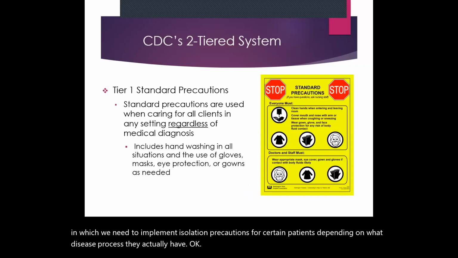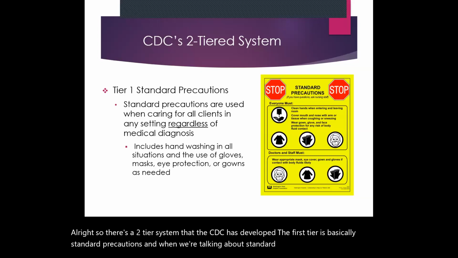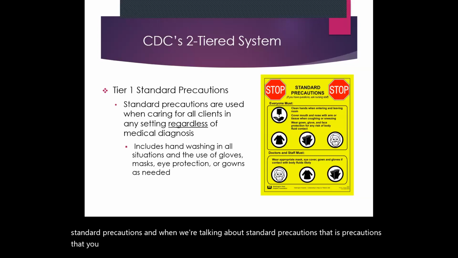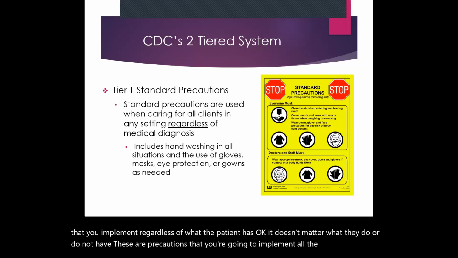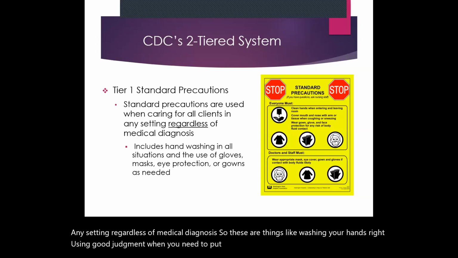All right, so there's a two-tier system that the CDC has developed. The first tier is basically standard precautions. When we're talking about standard precautions, that is precautions that you implement regardless of what the patient has. It doesn't matter what they do or do not have. These are precautions that you're going to implement all the time anyway, okay? So, used when caring for all clients in any setting, regardless of medical diagnosis. So these are things like washing your hands, right? Using good judgment when you need to put on gloves, maybe masks or eye protection, or even possibly a gown.